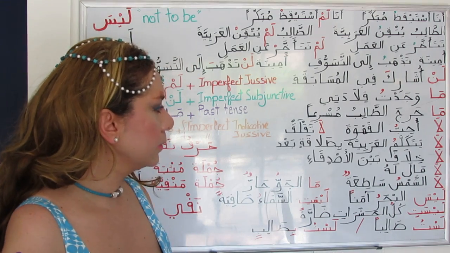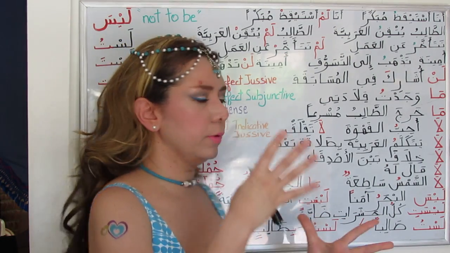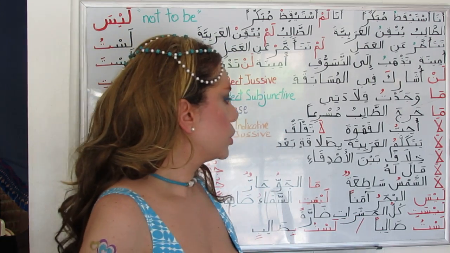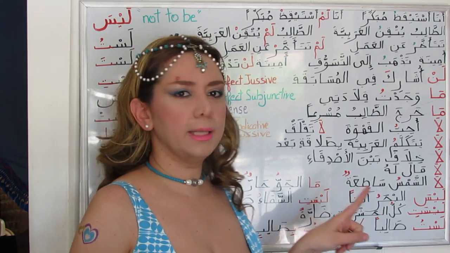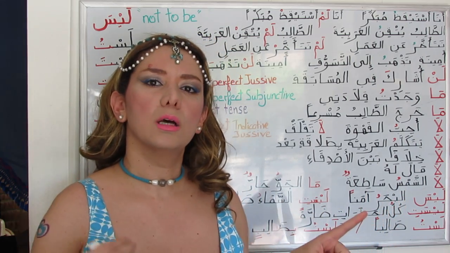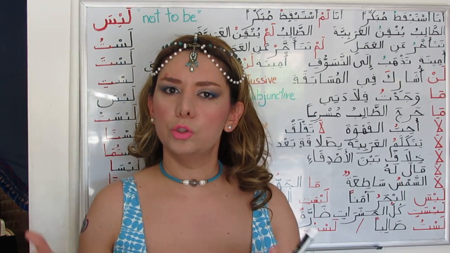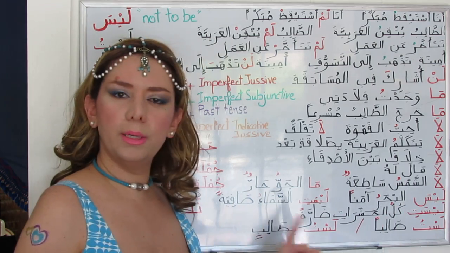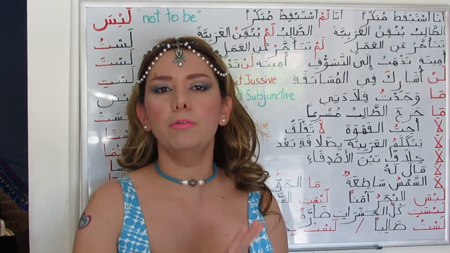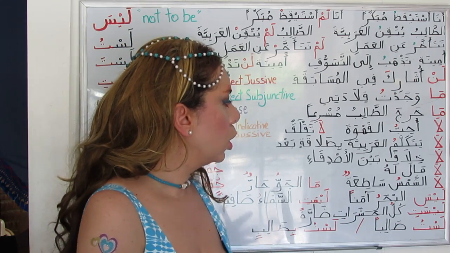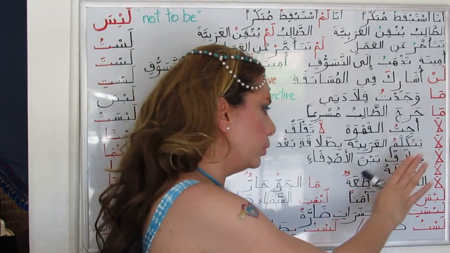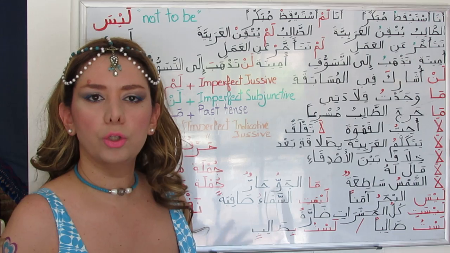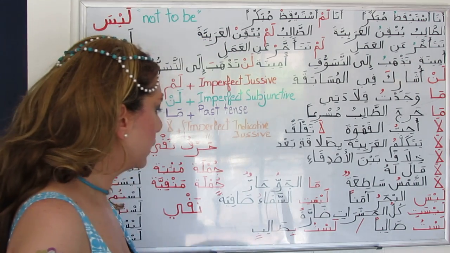Okay? What if we have a subject and its predicate? So, الشمس ساطعة. The sun is bright. What do you do? You just insert لا at the beginning of the nominal sentence without changing any vowelization or any order of the words. You just put it there at the beginning. لا الشمس ساطعة. The sun is not bright.